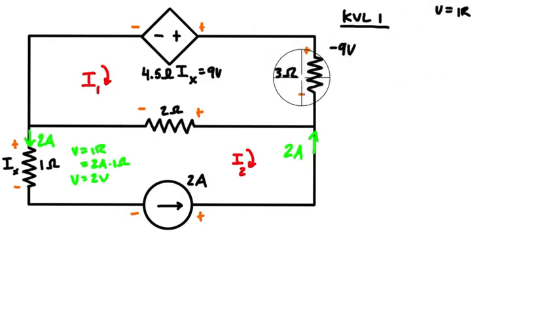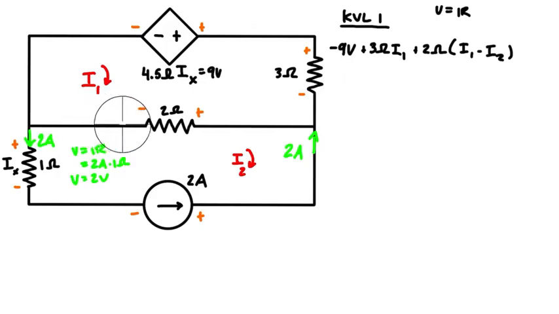So for this resistor here, the voltage is equal to the resistance times the current. So we just have that being plus 3 ohms times this unknown current, I1. And then for the next resistor, the voltage is also just equal to the resistance times the current. So we have plus 2 ohms, and it's that times the net of the current. So it's going to be I1 minus I2. Like we said, I1 is going this way, and I2 is going this way, but we've defined the current to be going this way. So the net is I1 minus I2. Okay, and then we just set all of that equal to 0.